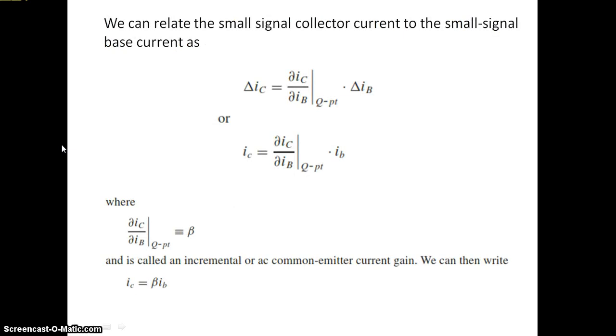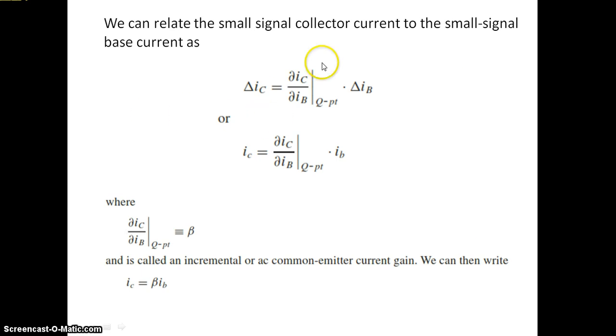Now, including the early effect, what will be the hybrid pi equivalent circuit? Without early effect, it means that the collector current is dependent only on VBE. With early effect, it also depends on VCE, the collector emitter voltage. So that's what we are going to see now.